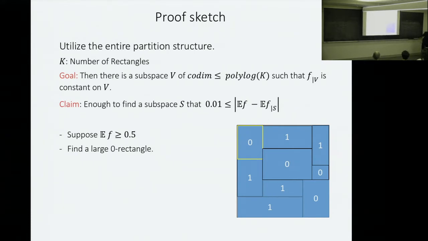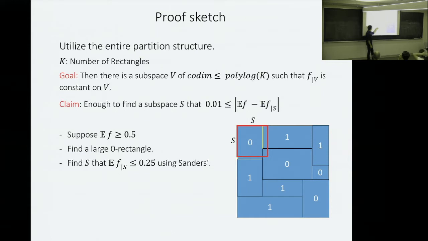And now we just use what we have, Sanders' result. We find a subspace that has average less than half, for example. So 75% of the subspace we are sure is inside this subset. And so the difference now between the average of F and the average of F restricted to the subspace is like 25%. Right.